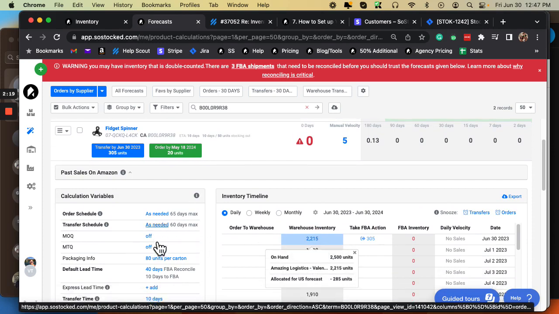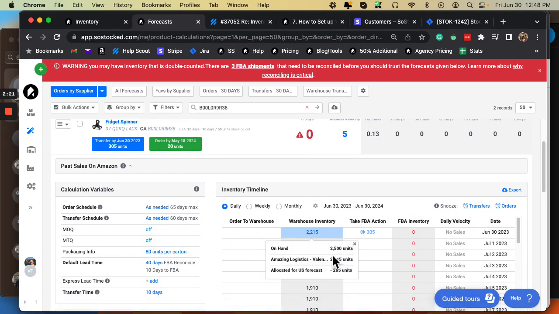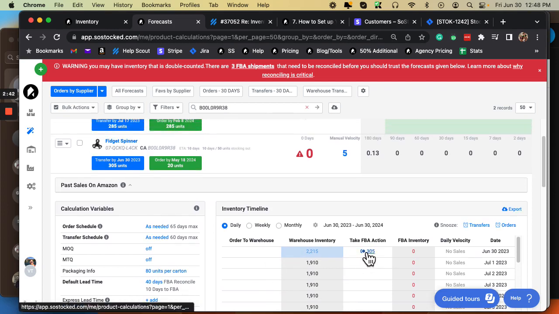If you click on that number, it's going to break down. I've got 2,500 units at Amazing Logistics, but 285 of them are allocated to the US forecast. And that leaves 2215 for this forecast, potentially, or for other. There might be multiple forecasts, and it would list them all out. So this will work for the next transfer only.